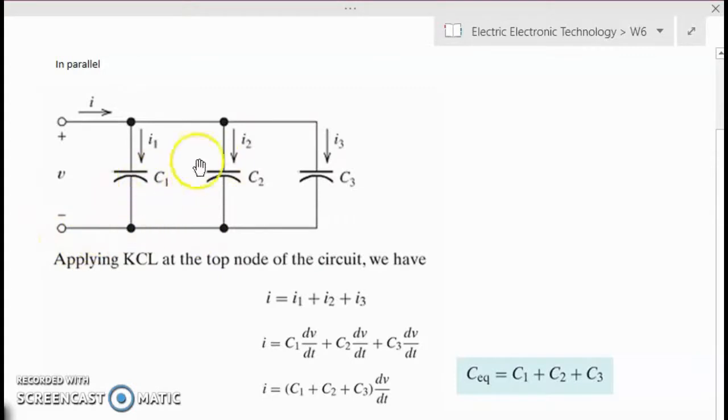Okay, so how do we find an equivalent capacitance to this? Imagine now that we have a node, the natural thing that we would like to write down is a KCL, Kirchhoff's current law.